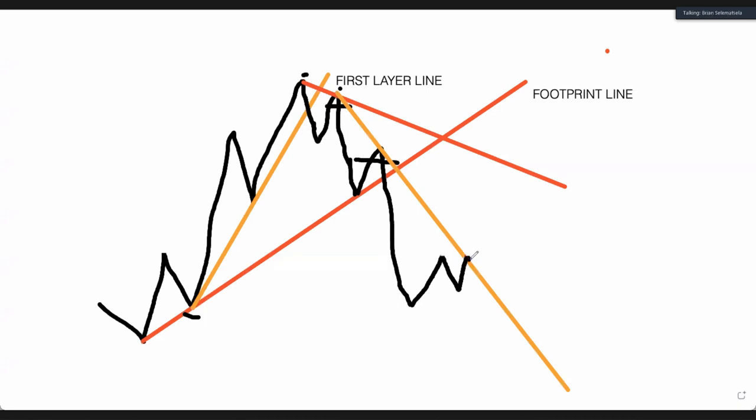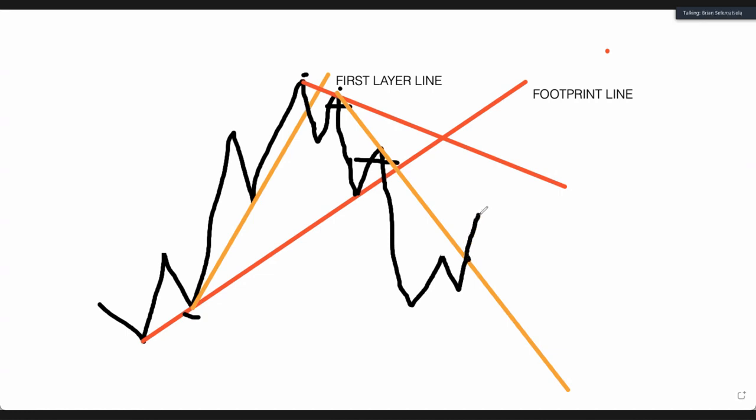And immediately that first layer gets broken, all the sell trades that you took using the divergence, you leave them. There's no need for you to keep holding on to them. You simply leave them. After you leave them, you start focusing on the opposite direction.